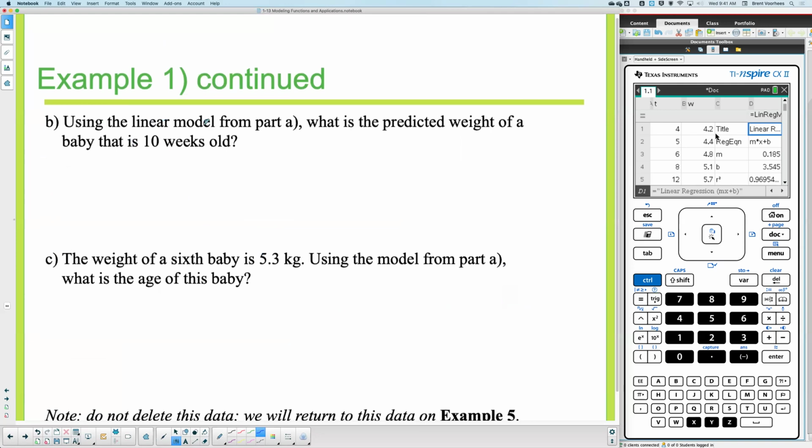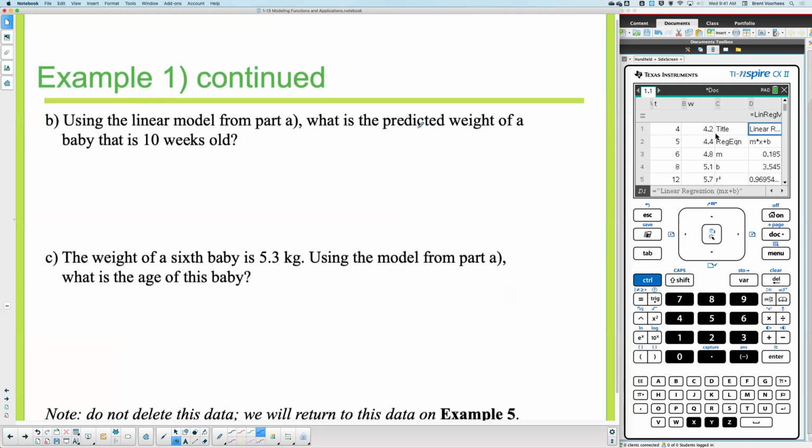So part B, what are you going to have to do with that data? It says using the linear model from part A, what is the predicted weight of the baby that is 10 weeks old? Now, some of you know the math very, very simply how to do this. I'm going to show you calculator tricks because as we go on through the year, the equations are going to get very complex. So we're trying to find the weight of a baby that is 10 weeks old.